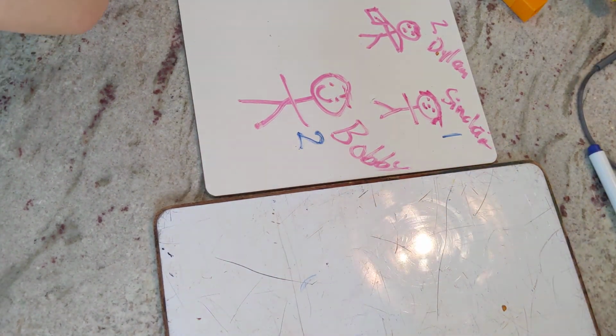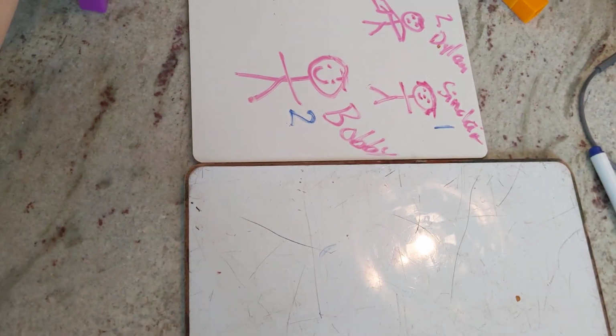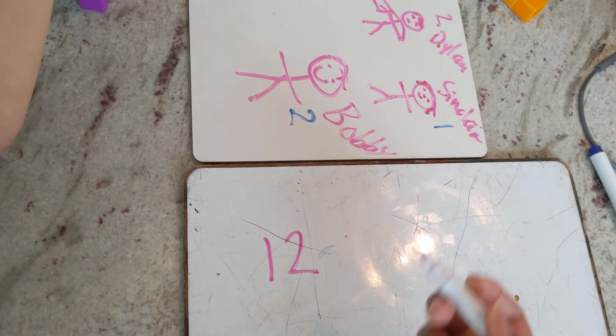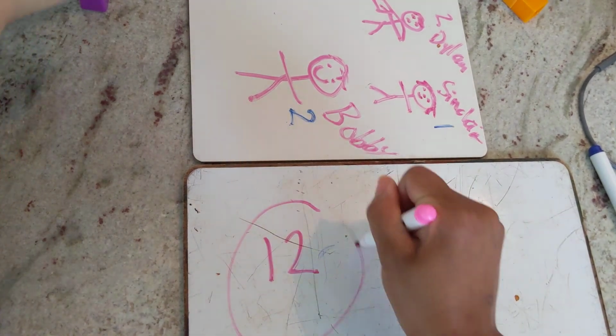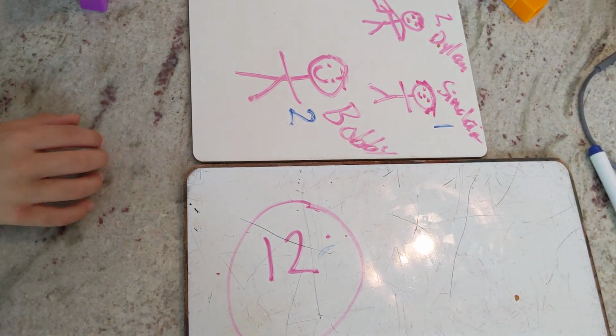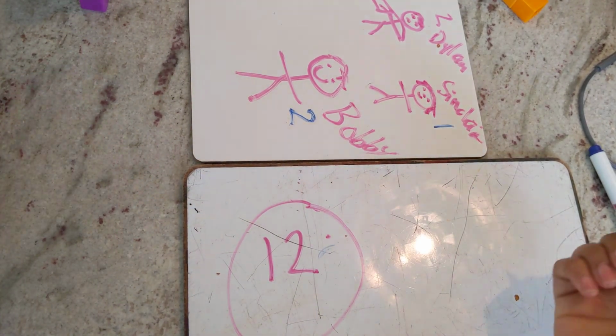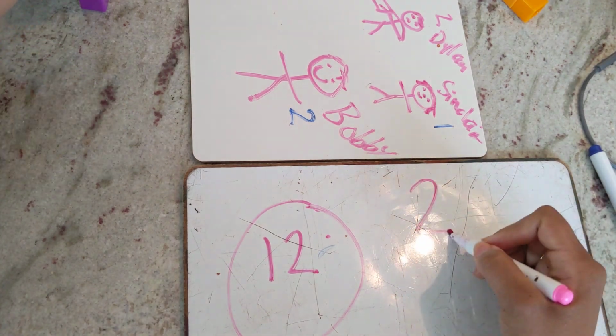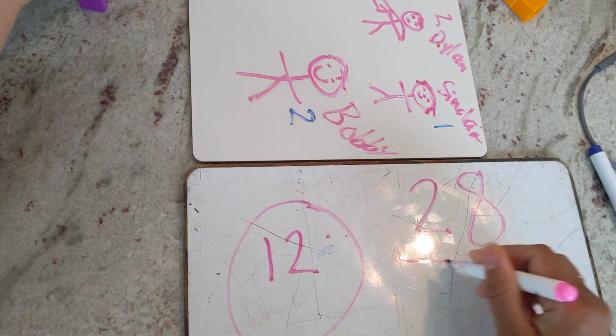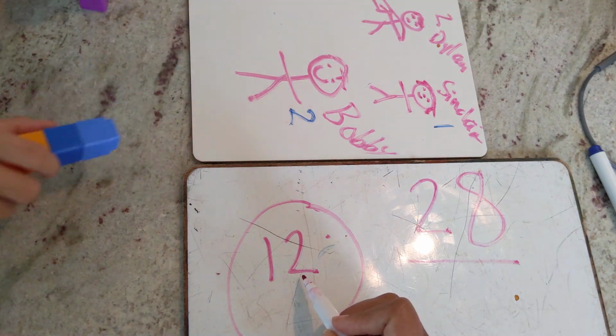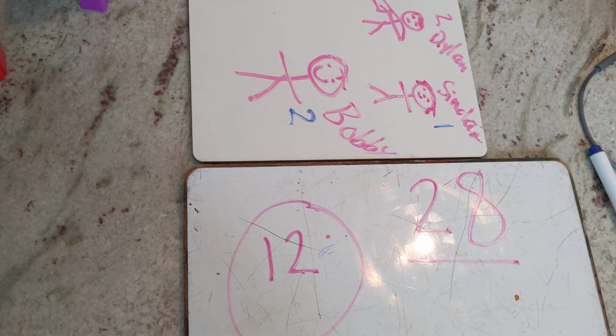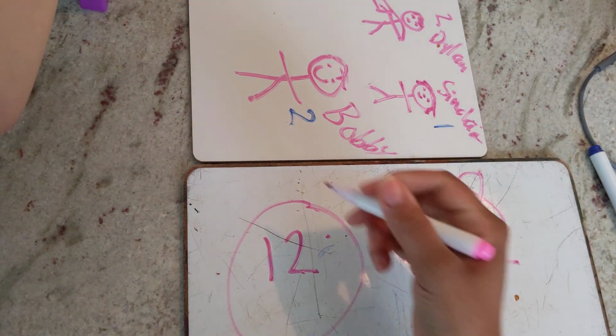Now, the recipe only makes 12. It only makes 12. How many batches of cupcakes does she need? Okay, so the clues, we need 28 because she's making it for 28 people. There's only 12 in a batch. How many batches of cupcakes?